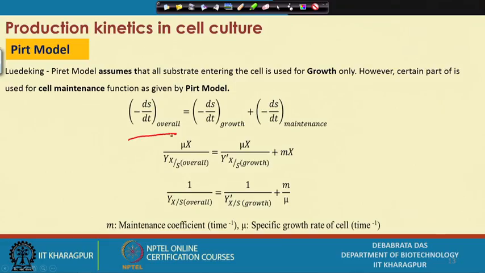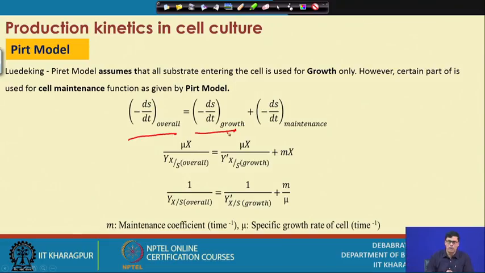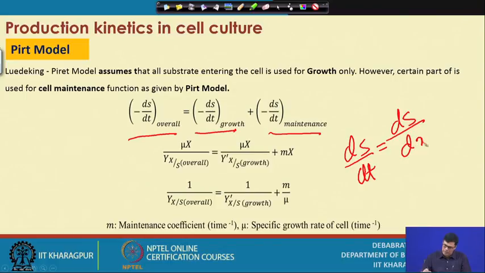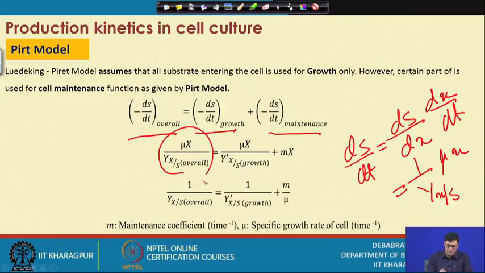Now, how have they considered it? What they are saying is that the rate of substrate consumed in the system has a dual purpose. Substrate is going for growth of the cells and substrate is going for the maintenance of the cells. Now, when we write -ds/dt, what can I write? This is equal to ds/dx into dx/dt. Am I right? So, this is equal to 1/Y_x/s into mu into x. So, this is exactly what he has written: mu x over Y'_x/s overall, that is the growth, plus mx.